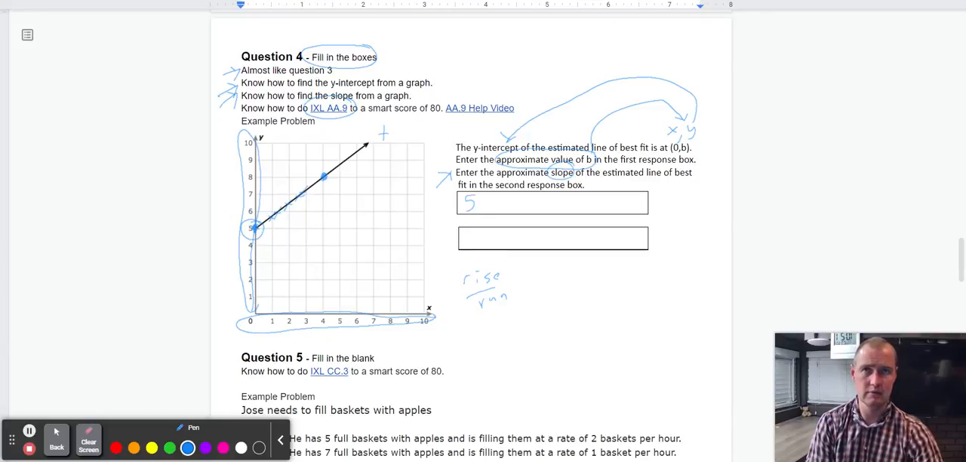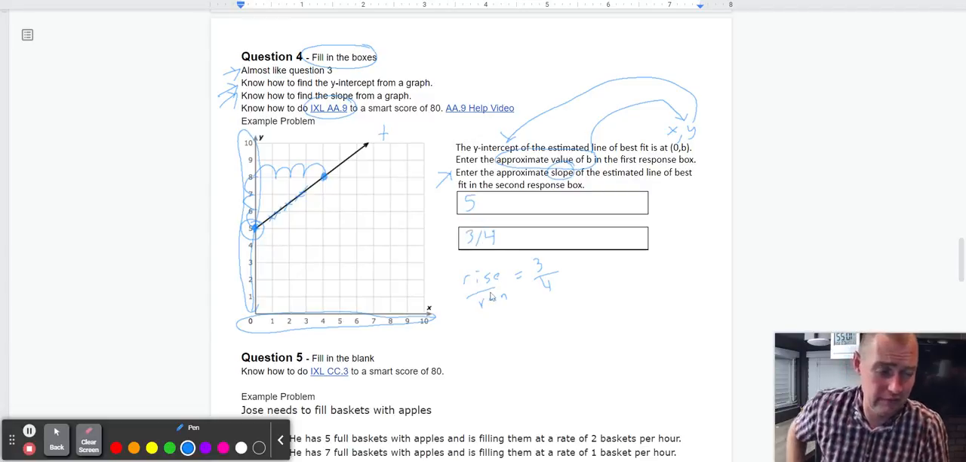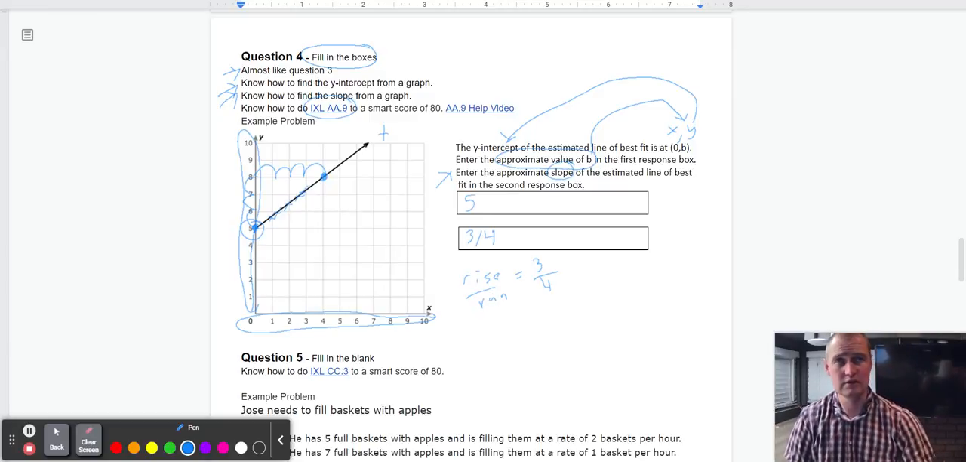All right, let's count it up. Rise over run. We're going to rise 1, 2, 3. Rise 3 over 1, 2, 3, 4. Run 4. Now ask yourself, can you simplify 3 over 4? And 3 over 4 does not simplify. 3 over 4 is actually the same thing as 0.75, which doesn't work. So 3 over 4 is your final answer.